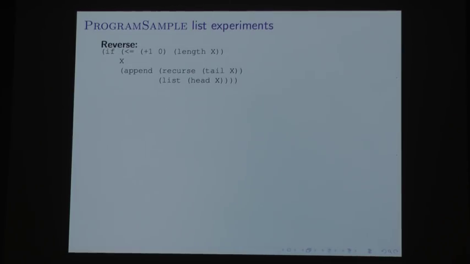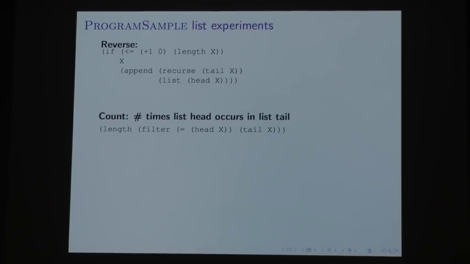So we don't consider a finite set of possible programs, we consider this space of programs generated by this recursive grammar. For example, here's the code that's synthesized for reversing a list. This is the most likely solution found by the system, but it also samples incorrect solutions that maybe overfit the data a little bit. So here's an incorrect reversing procedure.